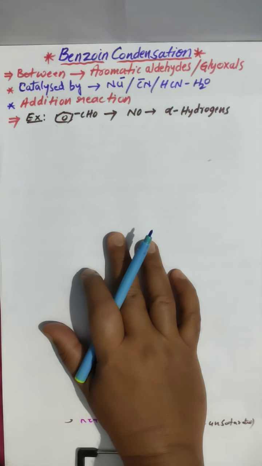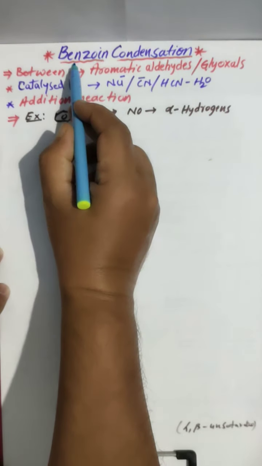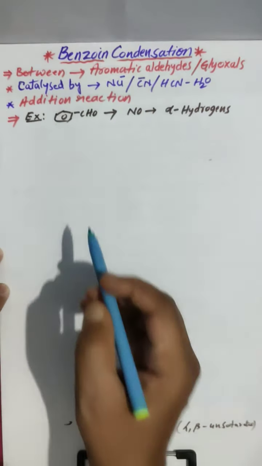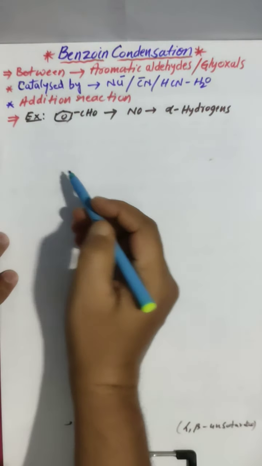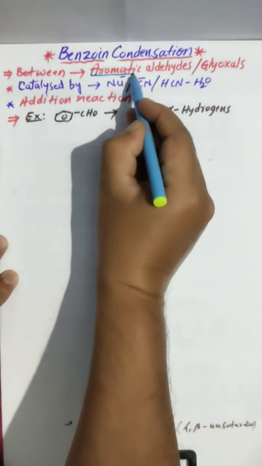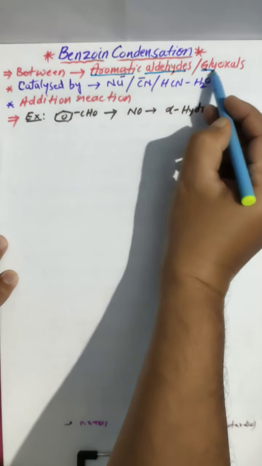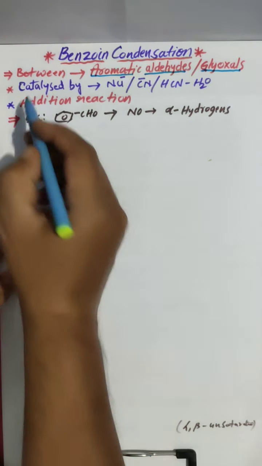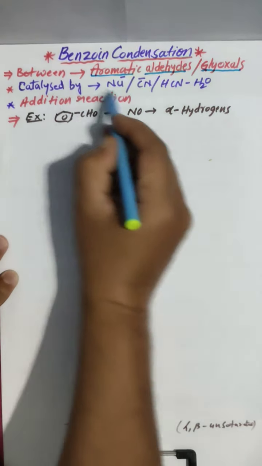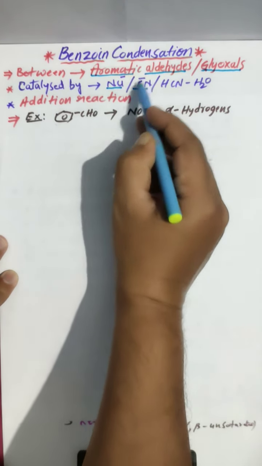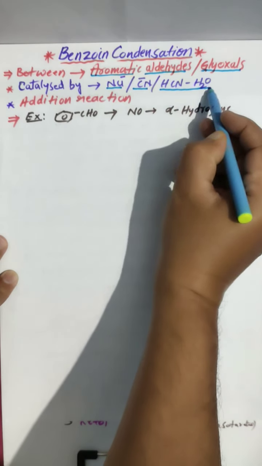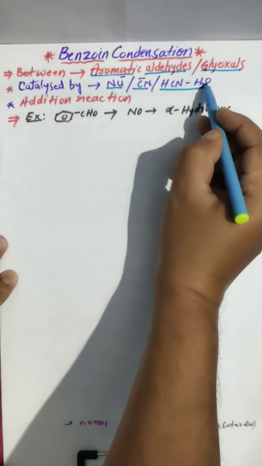Hi students, and today we are going to discuss another important concept for NEET and JEE, benzoin condensation. This reaction takes place between aromatic aldehydes or glyoxals, where the reaction is catalyzed by a nucleophile. Generally we take cyanide because it is a strong nucleophile, in the presence of HCN in aqueous medium.